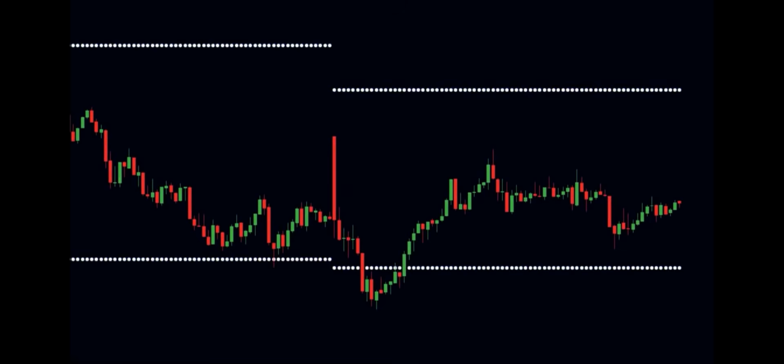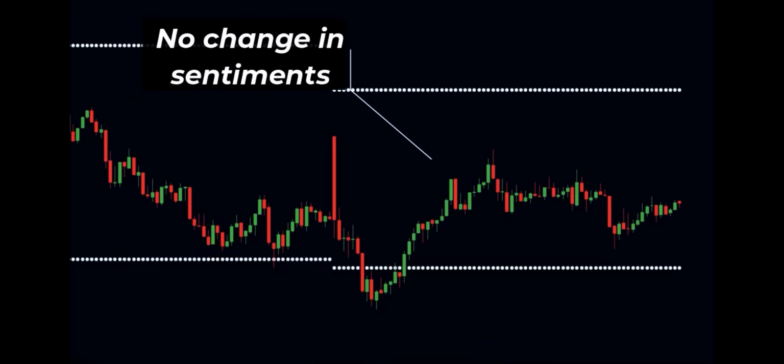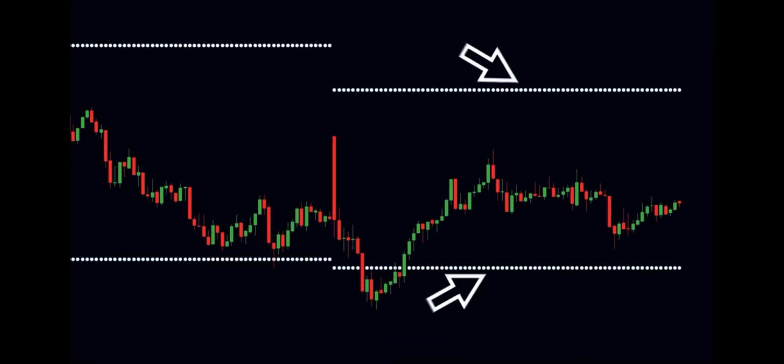Look at this chart. First, we see that the price opened within the range of the previous day. Within the first 4 to 5 candles, we see that the price sustains itself within the previous day range. There was no break above or below the prior range. So this is a strong sign that the sentiments of the traders have not changed, and therefore, the price is expected to sustain within the previous day's range.